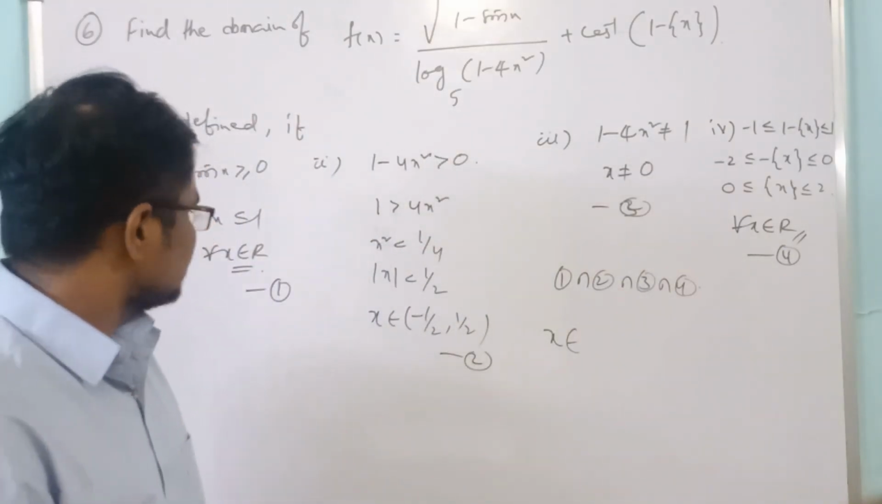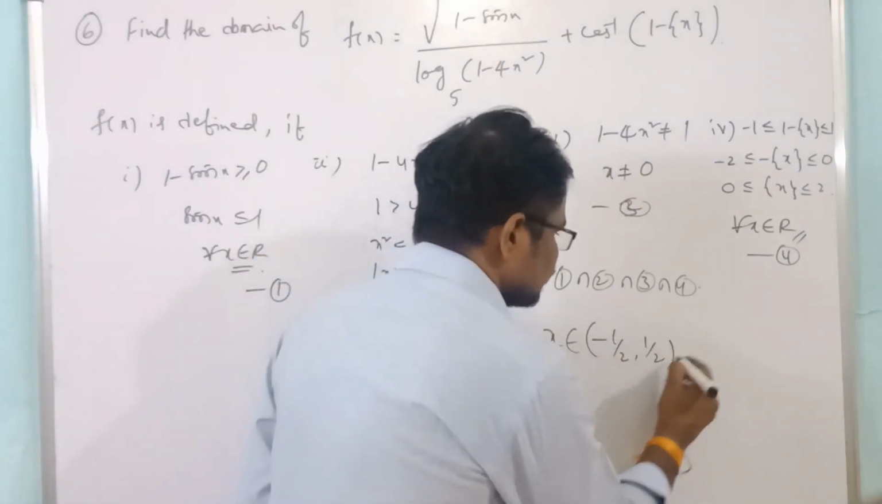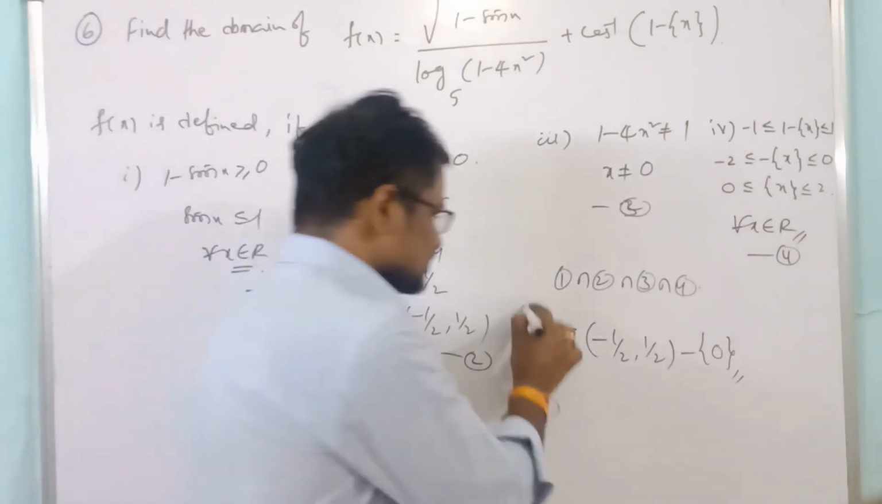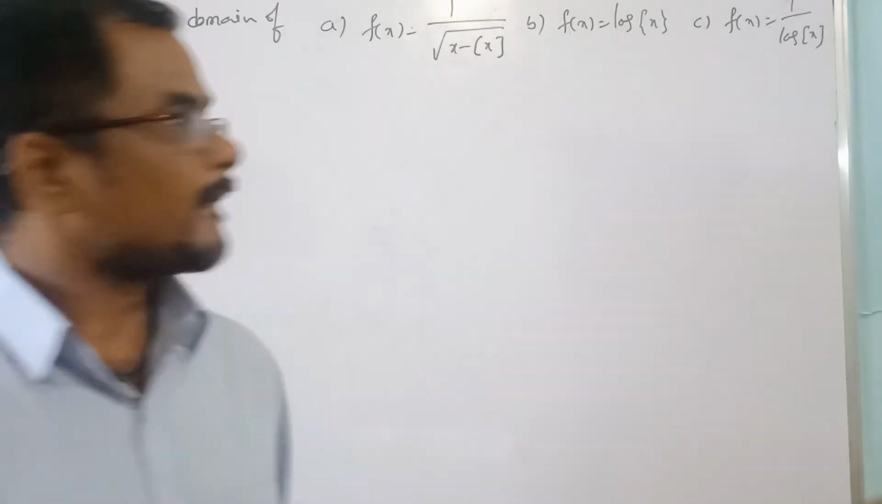What is that? This is x belonging to the open interval (-1/2, 1/2) except 0, right? So this is our required domain, correct?